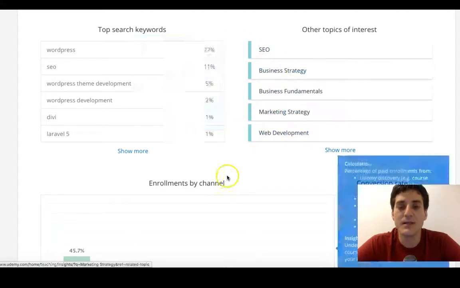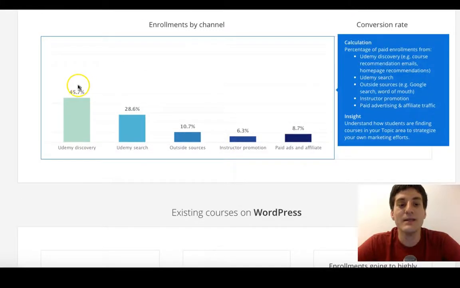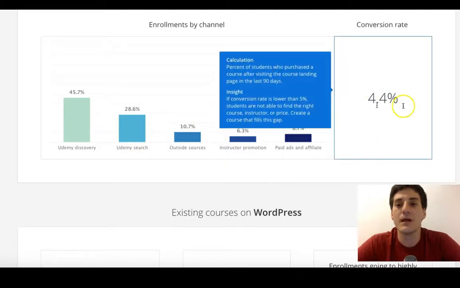We can also see some other strategy-based topic areas. Web development is a possibility. We can see that just under 50% of people are coming through Udemy Discovery, and just under 30% are coming through search. Because this conversion rate is below 4.4%, there is an opportunity here to fill the gap. In other words, there are WordPress courses, but maybe they're not very high quality.